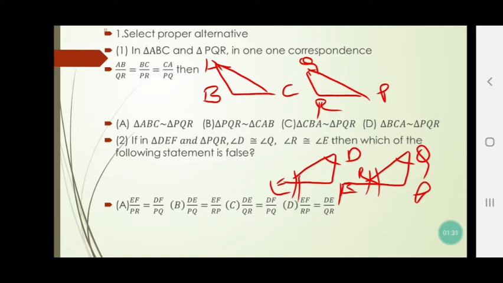Now we move on to the second problem. If in triangle DEF and triangle PQR, angle D is equal to angle Q and angle R is equal to angle E, then which of the following statements is false? Here the false statement is option D, that is EF upon BP is equal to DE upon QR. That is the wrong statement given there.